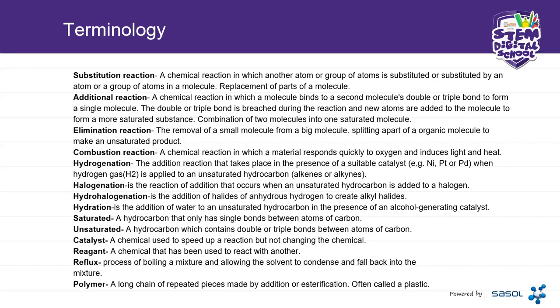So the second one, we're going to have our addition reaction. An addition reaction is a chemical reaction in which a molecule binds to a second molecule's double or triple bond to form a single molecule. So the double or triple bond is broken during the reaction, and the new atoms are added to the molecule to form a more saturated substance.